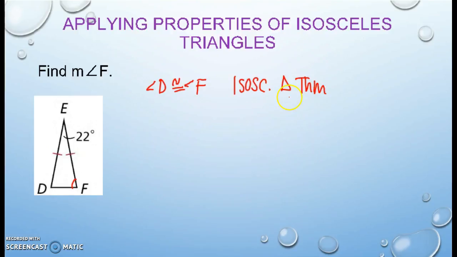And remember, this theorem just says if you are given two congruent sides of a triangle, then the angles opposite those sides have to be congruent. So therefore, D has to be congruent to F, and therefore their measures are congruent. So I can say their measures are equal. The measure of angle D must equal the measure of angle F, and that is just using the definition of congruence.